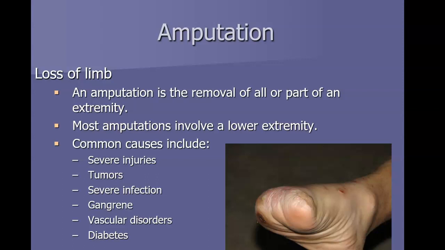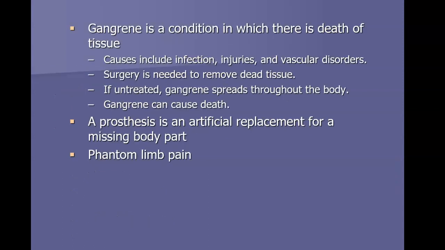So sometimes, when we talked about vascular disorders, arterial ulcers, pressure ulcers, we said if it doesn't ever heal, if the tissue starts dying, then amputation is going to be the only option you have to get rid of the dead tissue so it doesn't keep spreading and get into the system and cause problems throughout your entire body. So gangrene is a condition where the death of the tissue happens. It usually starts from an infection, an injury, or a vascular disorder. Again, surgery is the way we're going to deal with it. And if it's untreated, it tends to spread throughout the body and it can cause death.